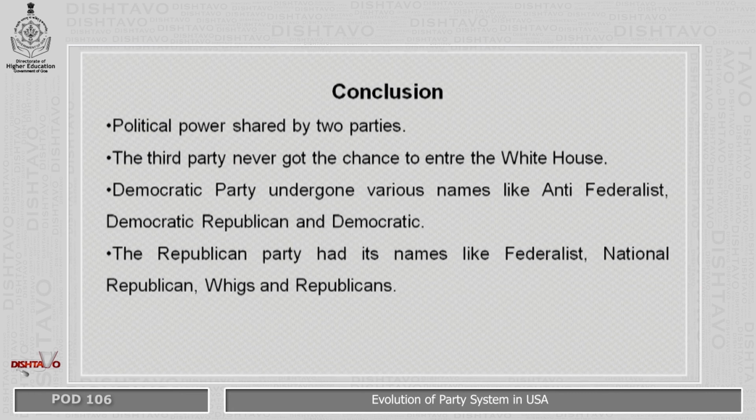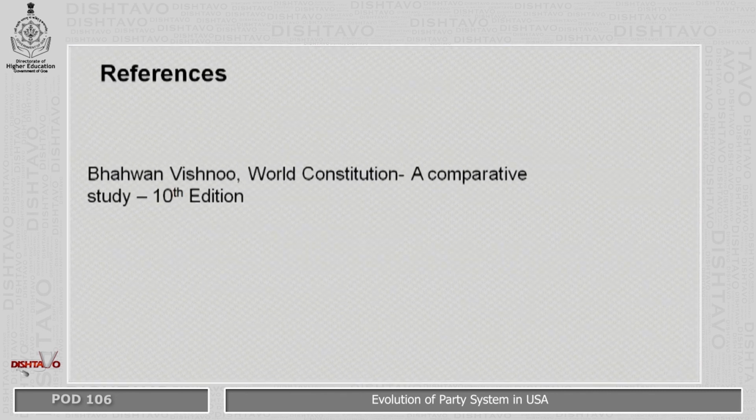So it is the Democratic Party which has undergone various names. First they started as anti-federalists, then the Democratic Republicans, and finally the Democratic Party. The Republican Party had its names like Federalist, National Republican, Whigs, and Republicans. So this is to conclude about the evolution of the American party system. Here are the references. Thank you.